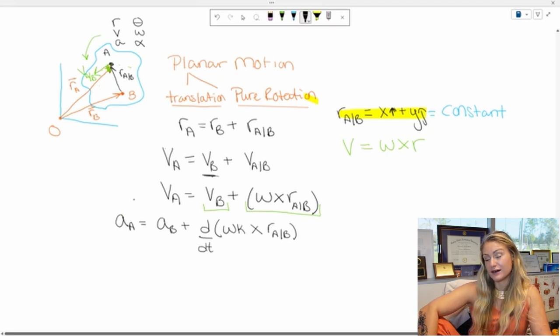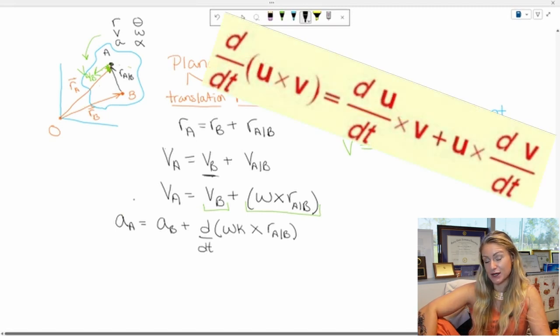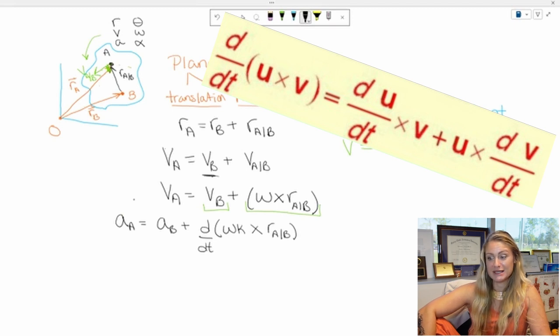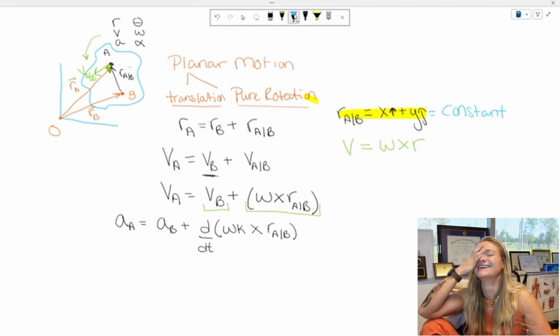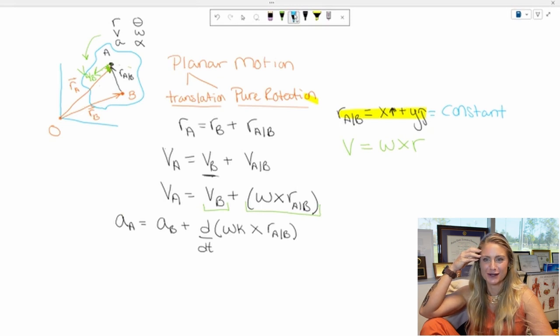If you are not up to par with your cross product operations, this might not make a lot of sense, but just know it's just an operation. It kind of looks a lot like the dot product, but it's not. I've actually heard some professors say we're just going to do the dot product. Or I'm sorry, now I'm confusing. We're just going to do the product rule.